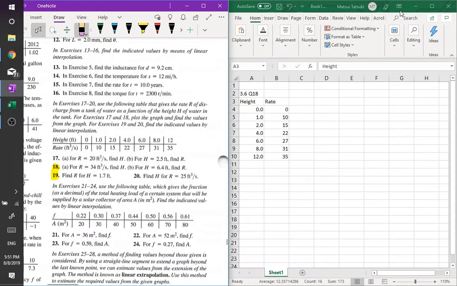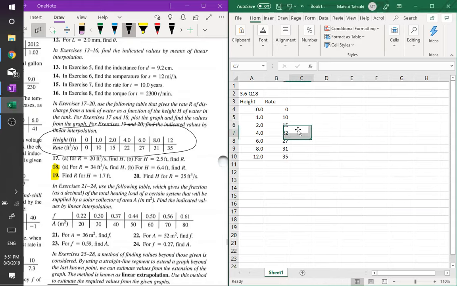Okay, here I want to show you how to solve 3.6 question number 18 and 19. In these questions, you're supposed to use these data, 7 different data values, and in question 18, you're supposed to find the value by plotting the graph. Either use Excel or other graphing software. Here I want to show you how to make a plot using Excel.